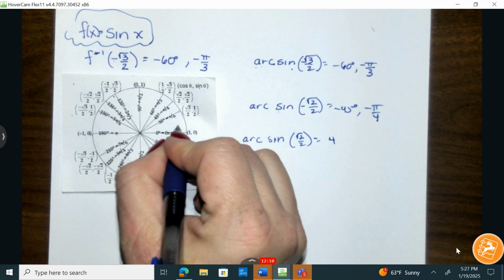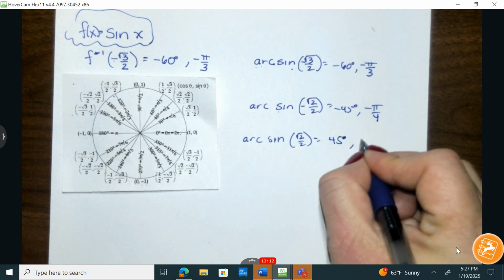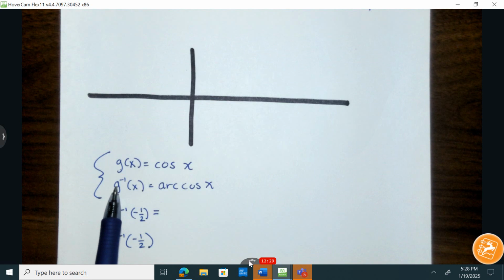And lastly, same thing as our previous example, arc sine is the inverse of sine, and so here I'm going to bump up 45 degrees. Next, g of x equals the cosine of x, and recall that arc cosine is the same as the inverse of g of x in this situation.